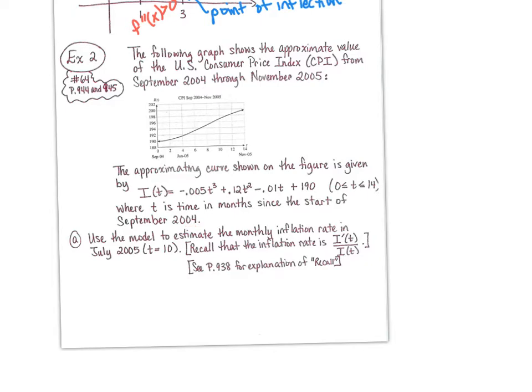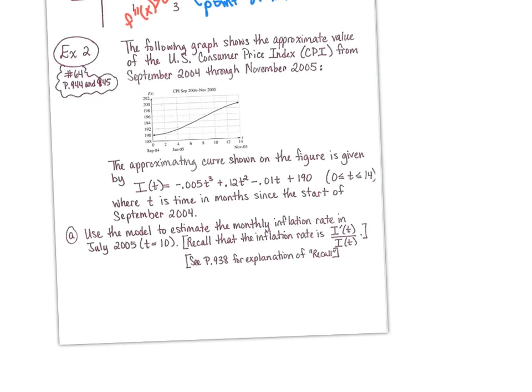Now we want to use the model, I of t, to estimate the monthly inflation rate in July 2005, for t equals 10. Recall that the inflation rate is I prime of t divided by I of t. Where would you recall that from? You would have to read your book. That's on page 938 for the explanation of your recall. That's something that, if necessary, you would be given. But now that I've given it to you, I'm expecting you to know it.